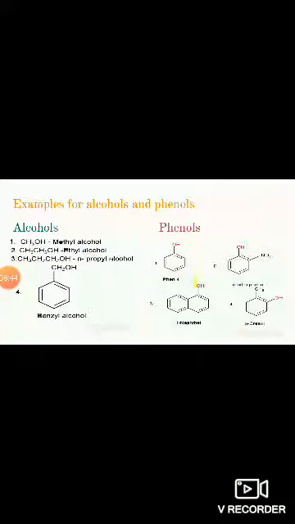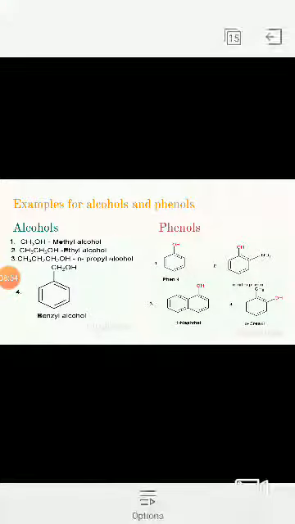Next, the third one is alpha naphthol or 1-naphthol, where the ring is a naphthalene ring. Here it is first position, second, third, fourth, and we have to count in clockwise direction. So here the hydroxy group is attached to the one position or alpha position, so it is 1-naphthol or alpha naphthol.